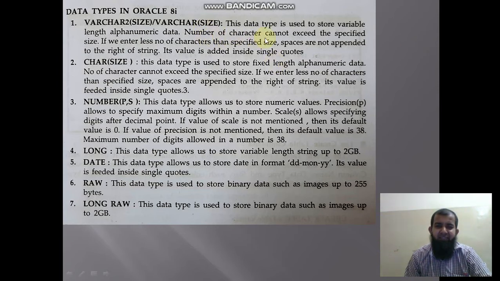Number of characters cannot exceed the specified size. Here, if you mention the size as 10, it should not exceed more than 10. The number of letters should not exceed more than 10.